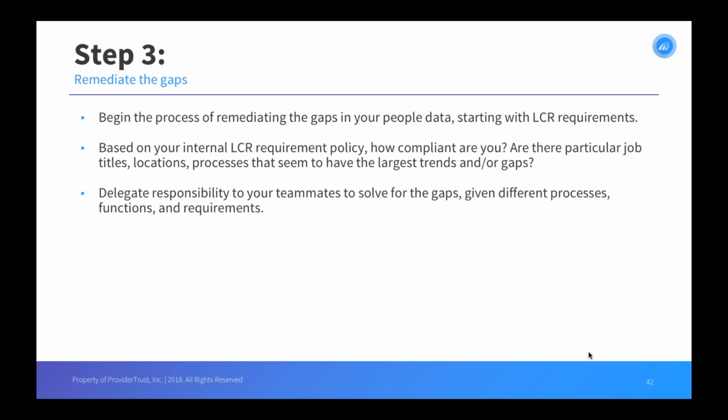So to quickly recap where we are so far, step 1 was to identify the people data baseline that everyone needs. Step 2 is to conduct that gap analysis between the should have and the do have. Step 3 is to remediate those gaps, and to do so as a joint responsibility between HR and compliance. Donna, take it away with step 4.